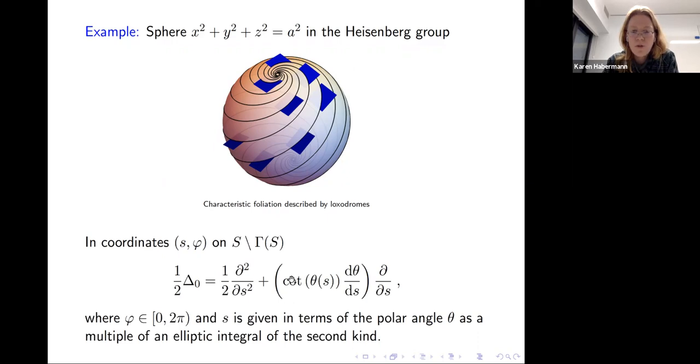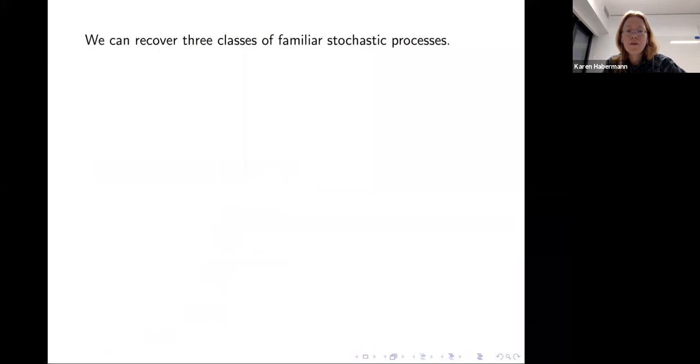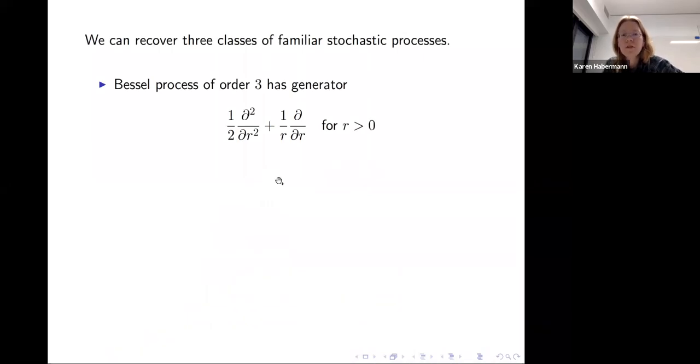But what is important to notice is we have a cotangent appearing here. And what is annoying is this d theta by ds, because theta is given as an elliptic integral of the second kind in terms of s, and there things get messy. But it served as a motivation for us that this cotangent was appearing here, and I'll tell you in a second why. Okay, so this is some intuition of how this geometry looks and how this induced characteristic foliation looks. And now I want to say a bit more about the stochastic processes.